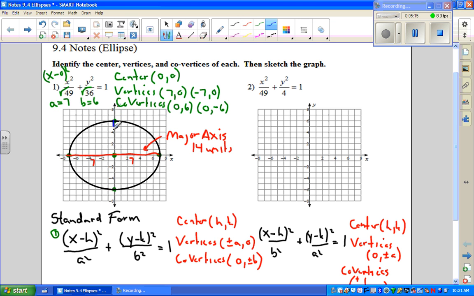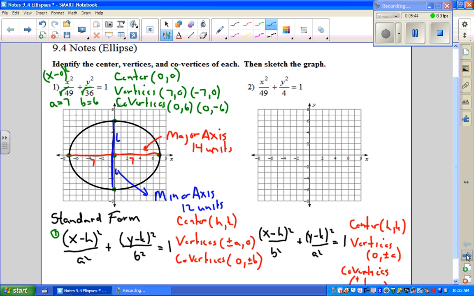Your minor axis, that one in this example goes up and down, so that's your minor axis. And in this example, your minor axis is equal to 12 units long. And that's really just taking and doubling your b value. It's 6 here and 6 here. So your minor axis connects your co-vertices, and your major axis connects your vertices. Okay? So that's standard form number 1.